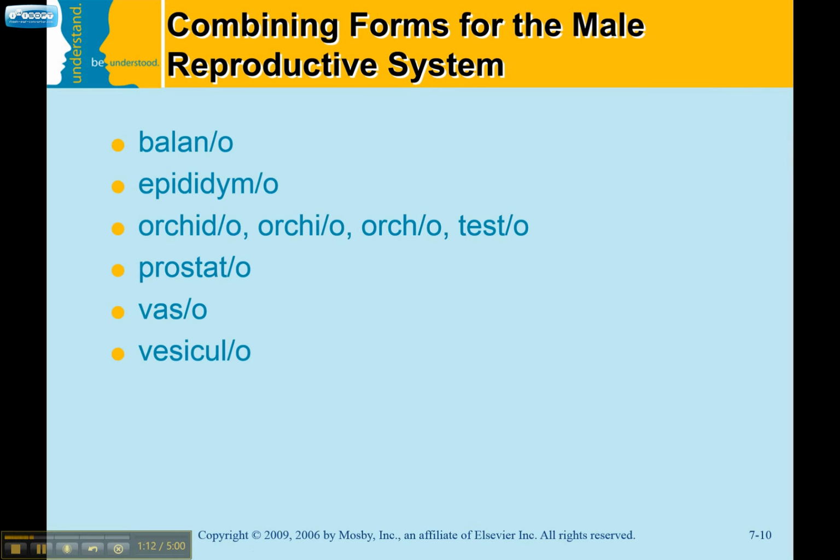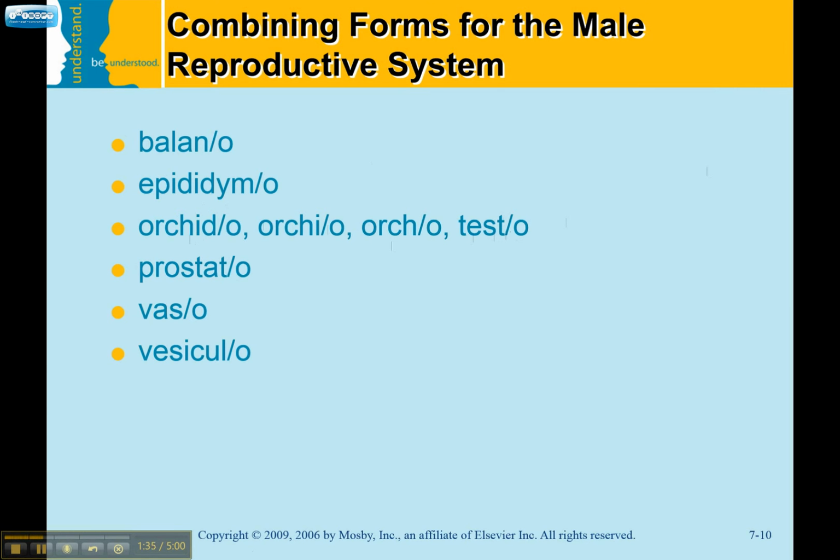There are very few combining forms as well as prefixes and suffixes for this chapter. So we'll talk about balano, epididimo. I want you to pay close attention to this third one. Notice how many different combining forms mean the same thing. And those combining forms all mean testes or testicle.